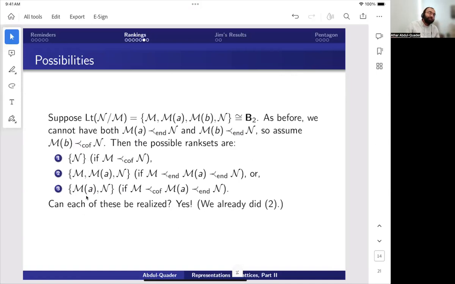So what about this one? This would be an example of a mixed extension where M is cofinal in M of A, and N is an end extension of M of A. And so can each of these be realized? Well, one definitely can be realized by general results of Jim, that anything that can be realized can be realized in a cofinal extension. Two, we just did.